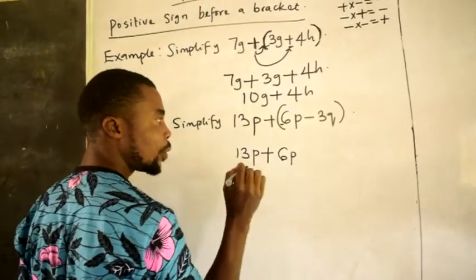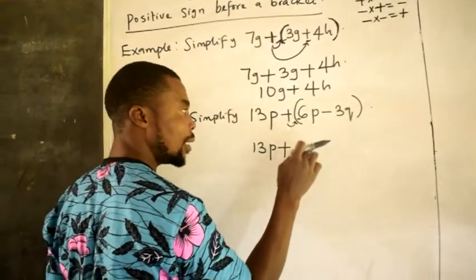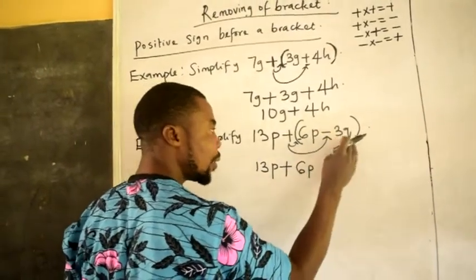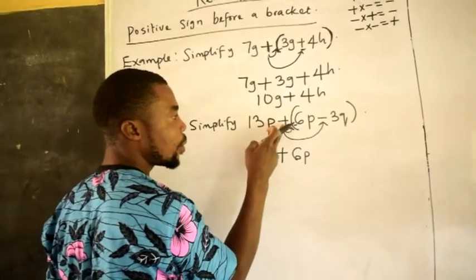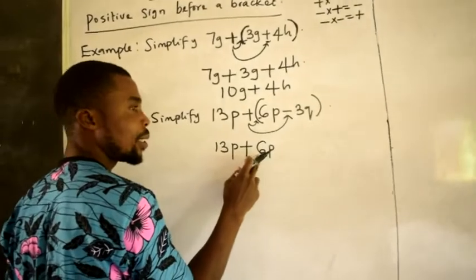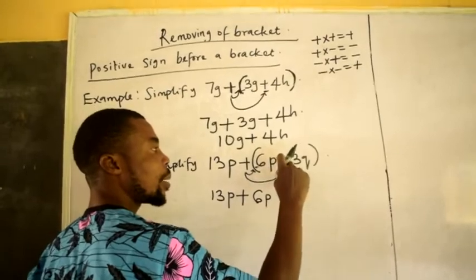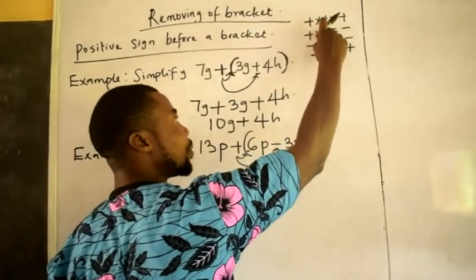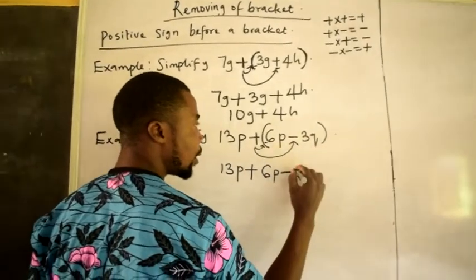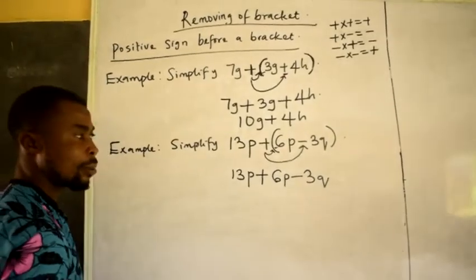I told you you will use this sign to multiply this sign first. You write the number, you now use the sign to multiply the sign again here, and you now write the number. So I've done plus times invisible plus here will give us plus 6p, then plus times minus will give us minus, that is minus. You write the number, that is 3q. You have removed the bracket.